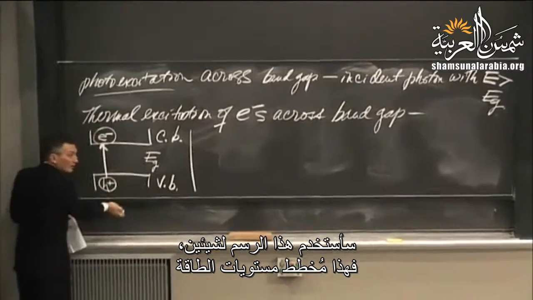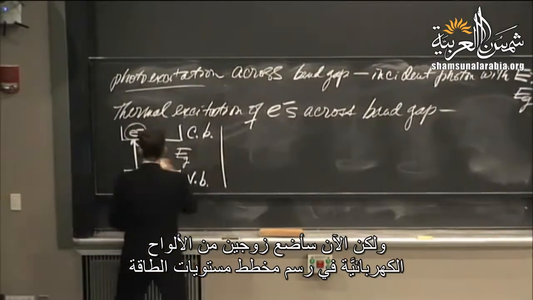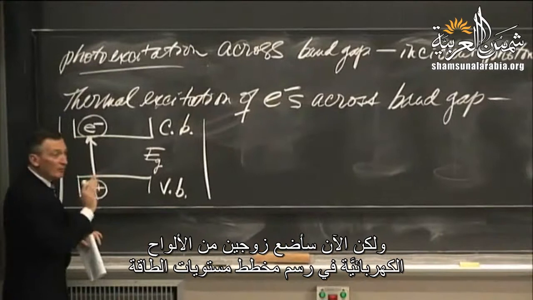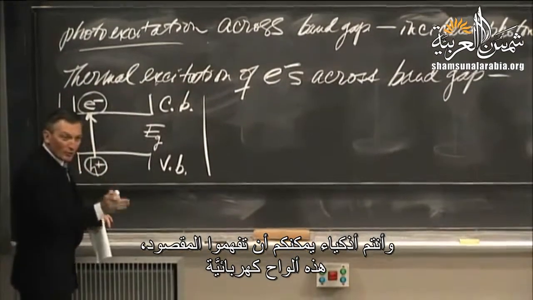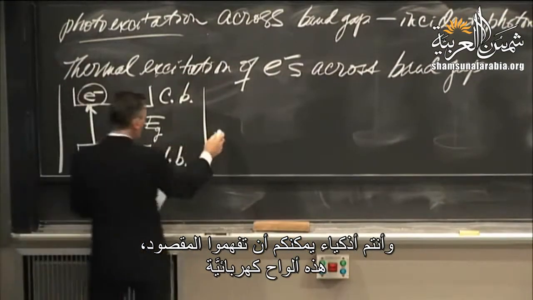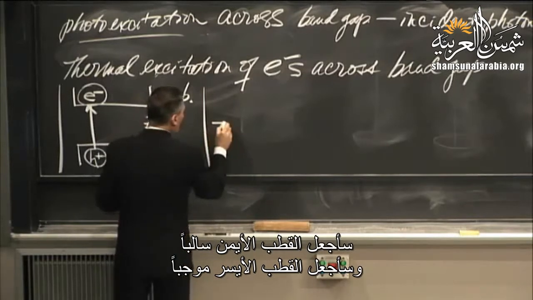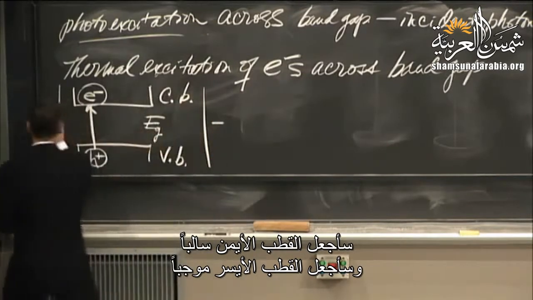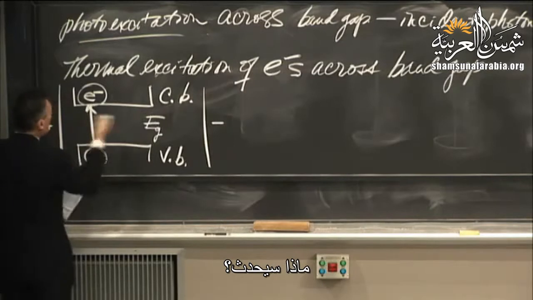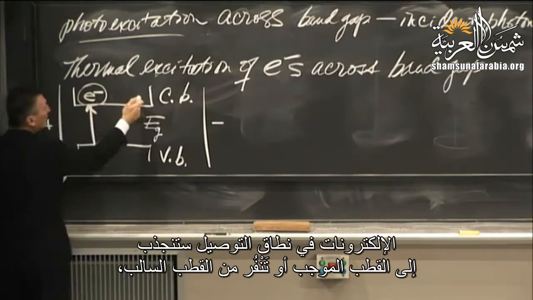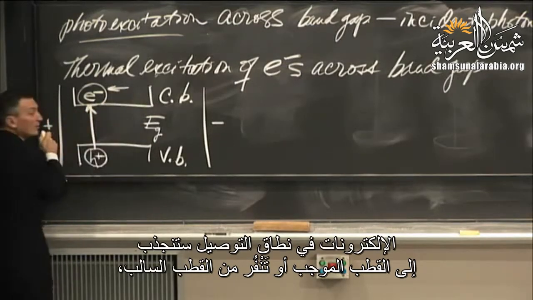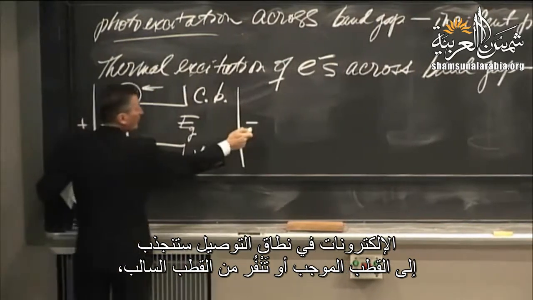This is an energy level diagram. But now I'm going to put a couple of plates across an energy level diagram. But you're smart, you can understand this. So this is not energy. Now I'm going to make the right electrode negative, and I'm going to make the left electrode positive. What would happen? Well, the electrons in the conduction band are going to be attracted to the positive electrode or repelled by the negative electrode.